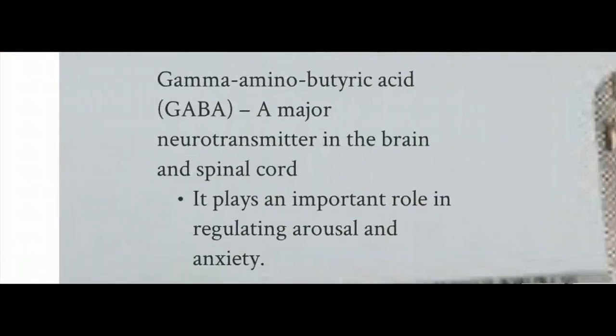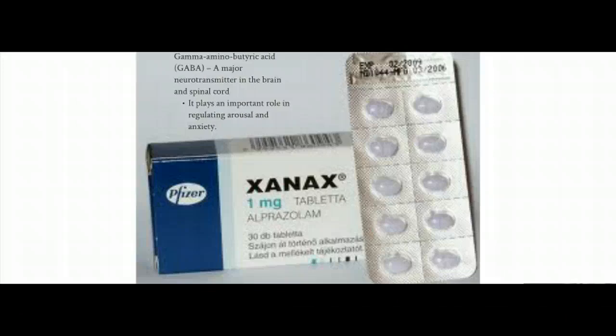Gamma aminobutyric acid, the universal inhibitory neurotransmitter, is found in the brain and the spinal cord and plays a number of roles, but it's super important in regulating arousal and anxiety. So a lot of people take medications that increase levels of GABA, like Xanax or Klonopin or Ativan or Valium, to treat anxiety. So that's a few of the neurotransmitters. There's a couple other things that I wanted to show you here.